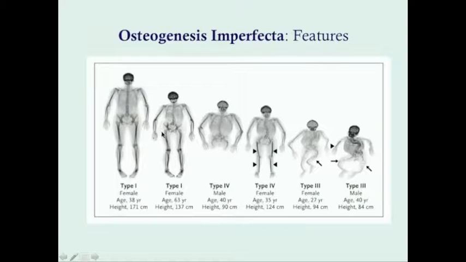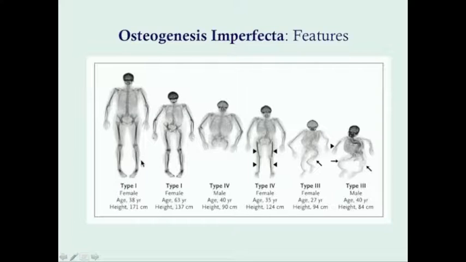So this is an example of how patients with type 1, type 4, and type 3 will look. You can see that type 1 typically appears relatively normal. You can see that this female here is 171 centimeters. I don't work in centimeters, so what is that in inches? It's probably like 70 inches, give or take. So this would be like a 5'10" female.